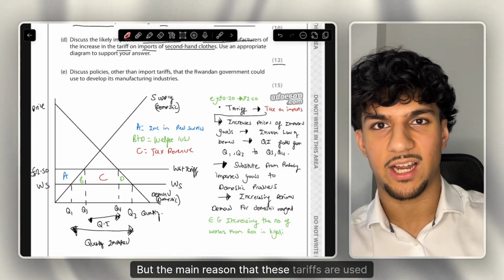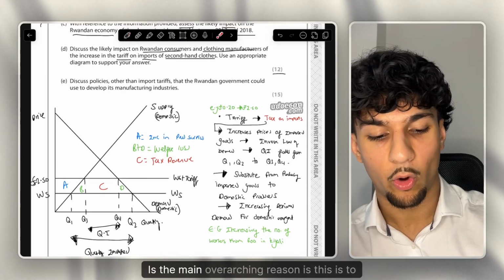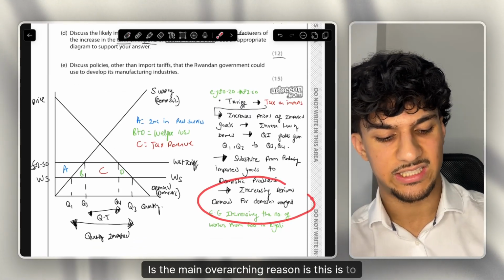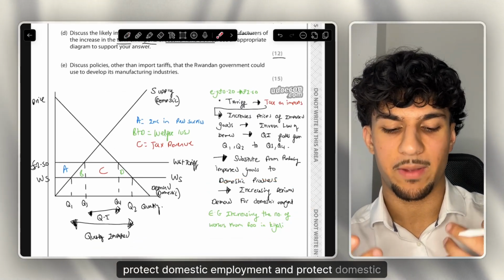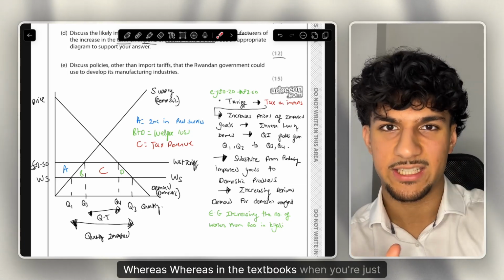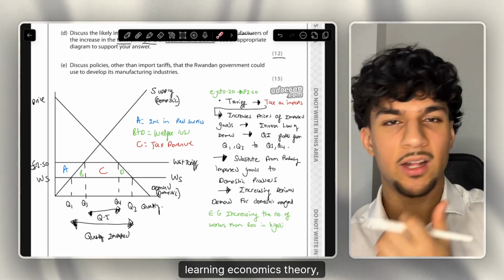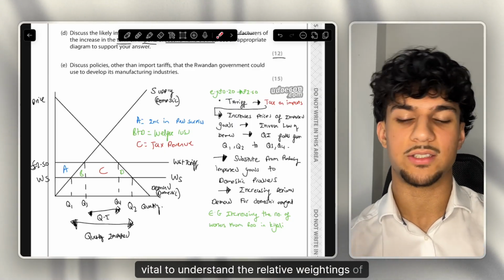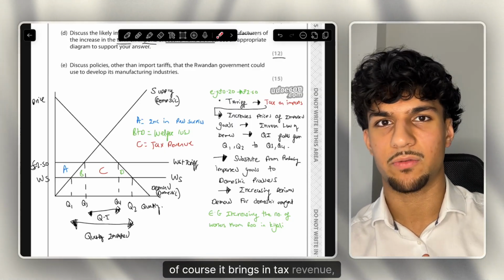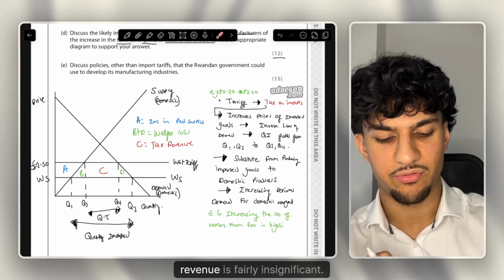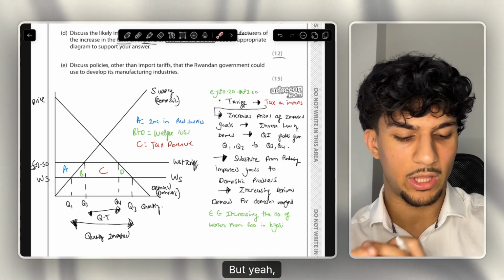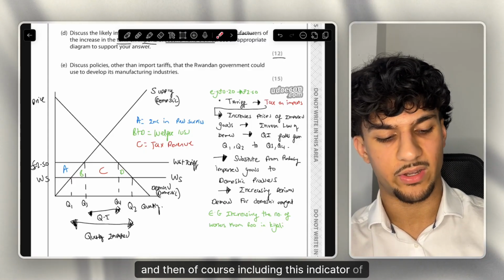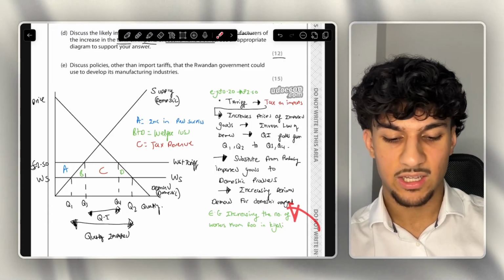But the main overarching reason that tariffs are used is to protect domestic employment and protect domestic producers. In the textbooks, when you're just learning economics theory, this is why real world application is absolutely vital to understand the relative weightings of things. Yes, of course, it brings in tax revenue, but in the grand scheme of things, the tax revenue is fairly insignificant. And then, including this in your chain of analysis, maybe you could mention it at the end.